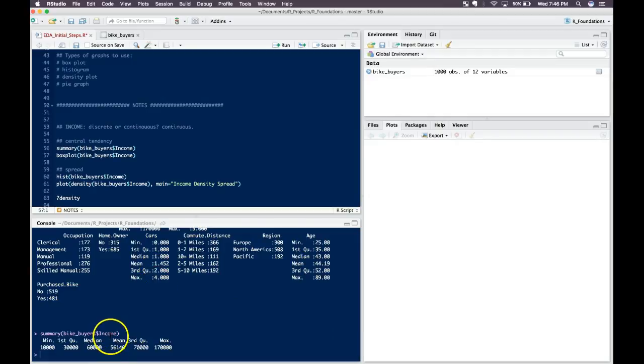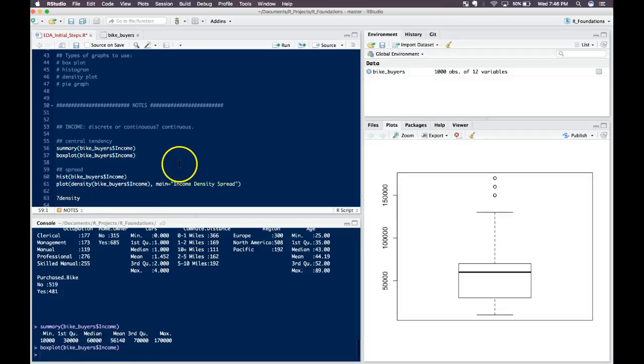It brings back the spread, the central tendency of the data. We can see that this is the average right here. The mean is 56,000. The median is 60,000. So right away we know it's kind of skewed. Let's go ahead and look at a box plot.